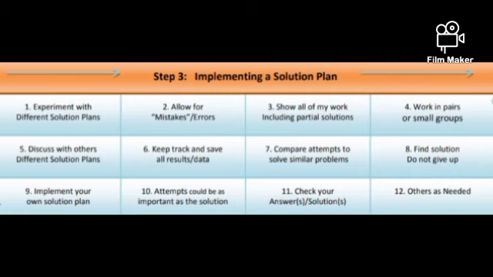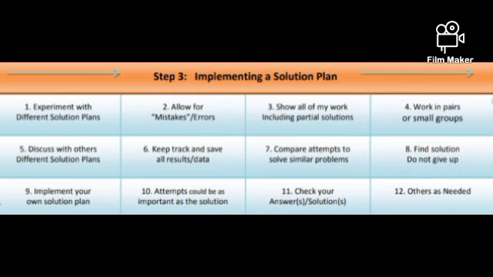5. Discuss with others different solution plans. And the advantage of this strategy is the others will be able to tell you which among your solution plans is the most possible or feasible to implement.